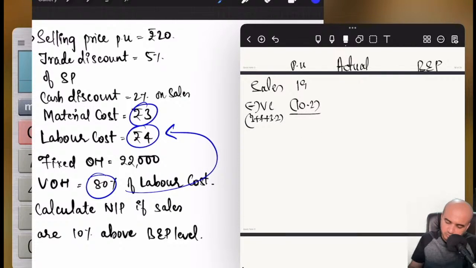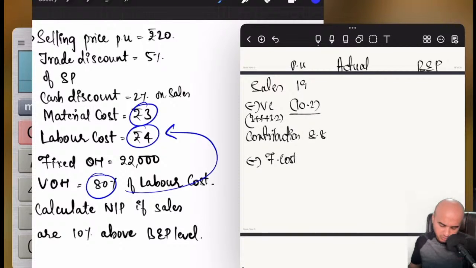Let me just write down contribution first. Contribution 8.8. That is per unit. Then minus fixed cost. Fixed cost is given, so I can write it: 22,000.